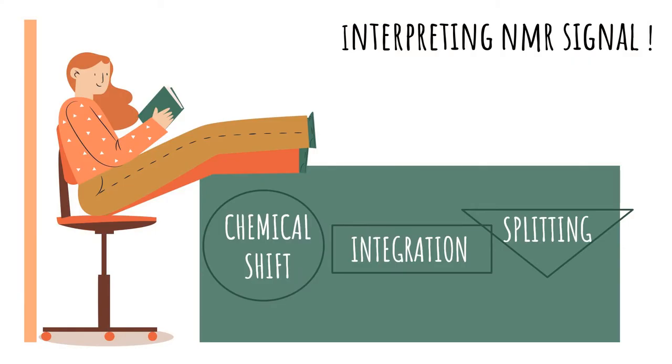In this part, we will learn how to interpret the NMR signal. There are three things we need to take into account for any resonance on the spectrum.